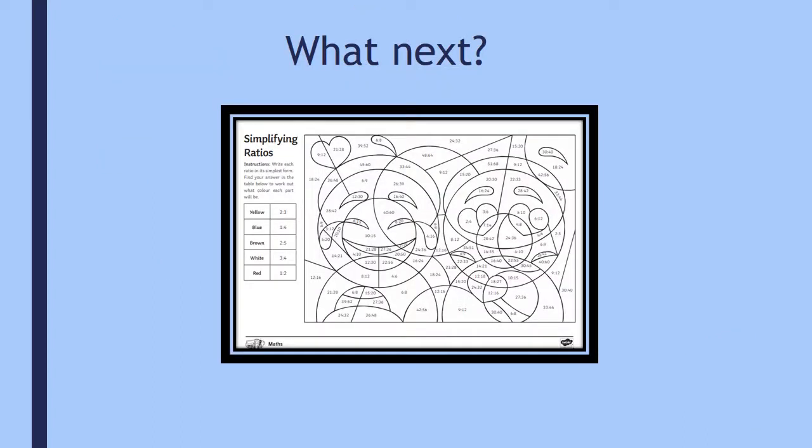So what next? I'd like you to have a go at simplifying ratios using the worksheet that was sent to you this morning. So you'll see you have a picture on the screen, and you'll need to look at the ratios shown in the pictures, see which one matches which colour and then colour that in. So say we had 6 to 9. 6 to 9 is the ratio shown in the picture.